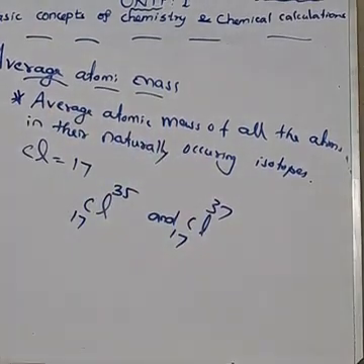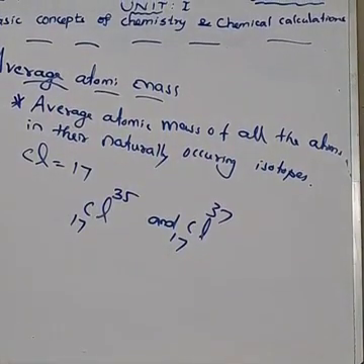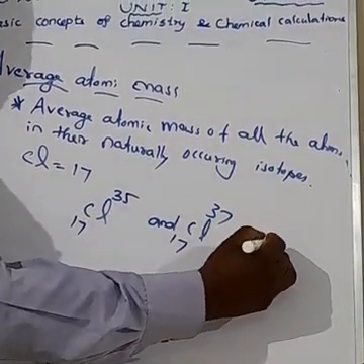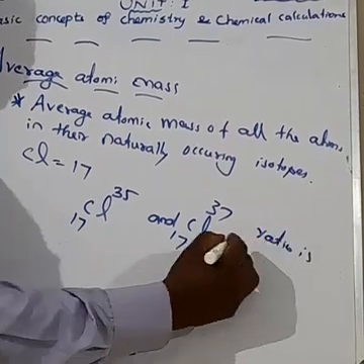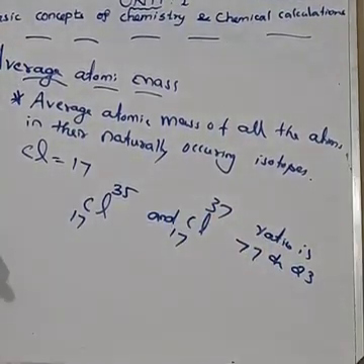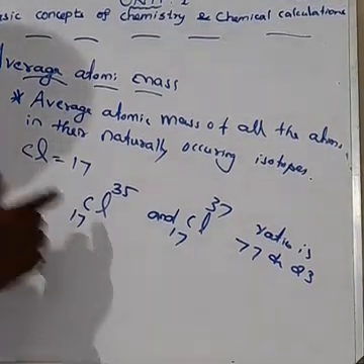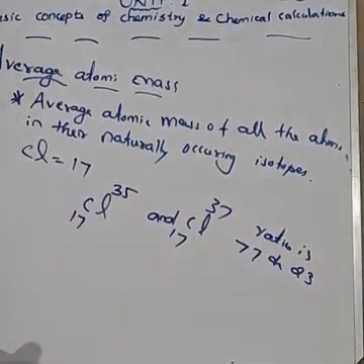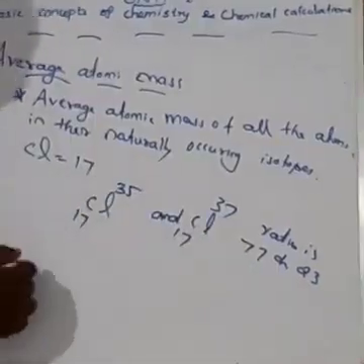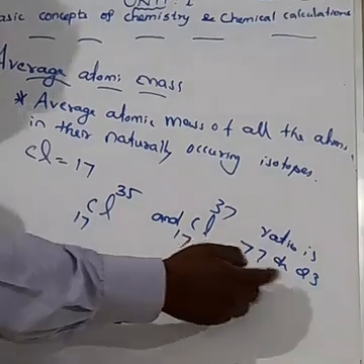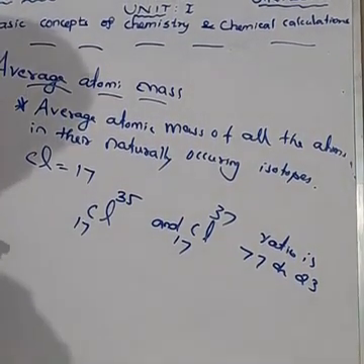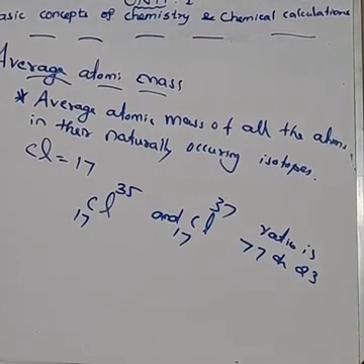This ratio is about 77 to 23. The naturally occurring abundance of chlorine-35 is about 77 and chlorine-37 is about 23. Now, what is the average atomic mass of chlorine?